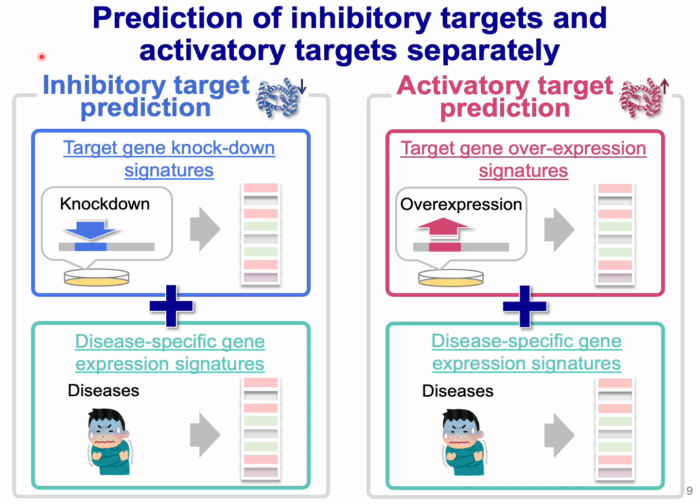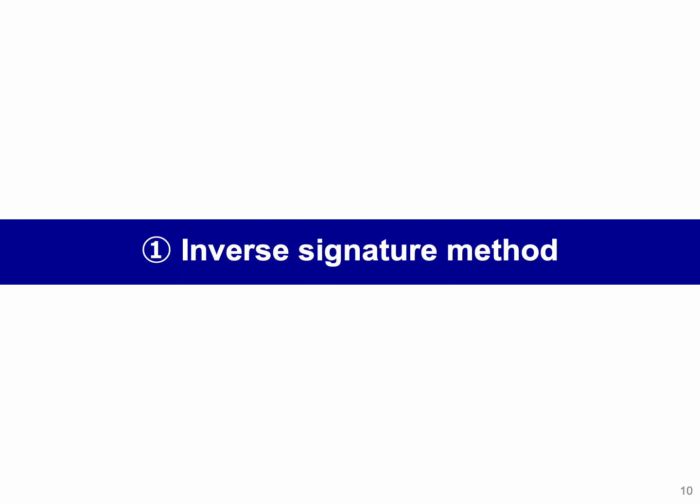For inhibitory target prediction, we use target gene knockdown signatures and disease-specific gene expression signatures. For activatory target prediction, we use target gene overexpression signatures and disease-specific gene expression signatures. Next, I will show our proposed methods.